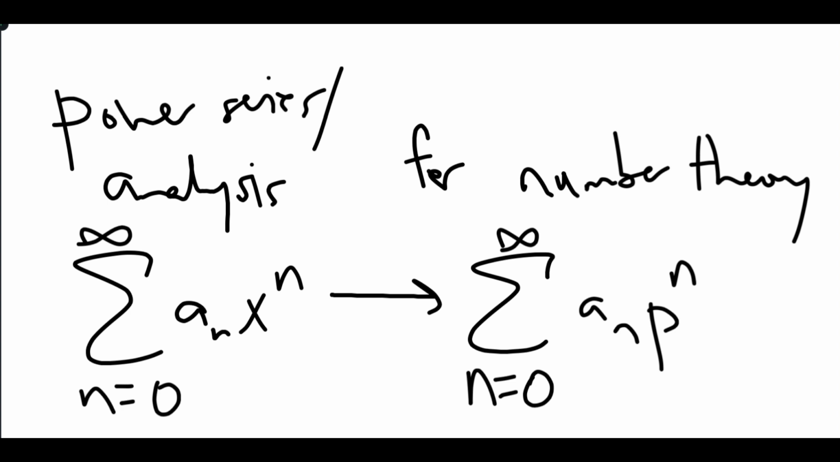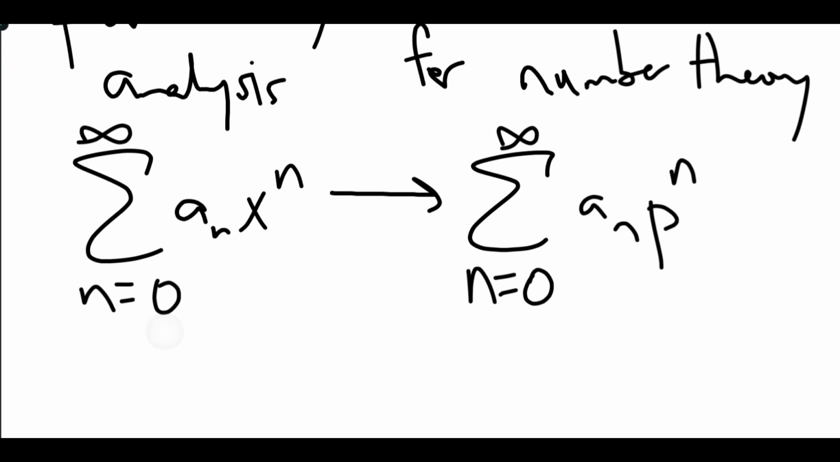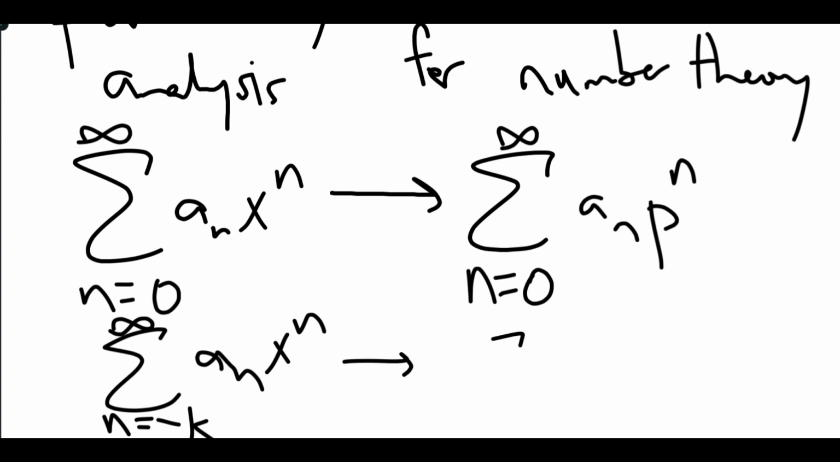And similarly, we could start it at some negative bound as well. So maybe negative k to infinity, a_n x to the n would have an analog which would be the exact same thing, but with x replaced by p.